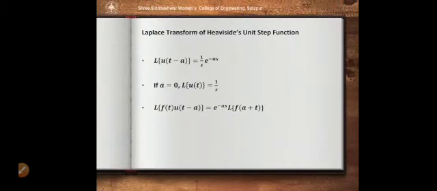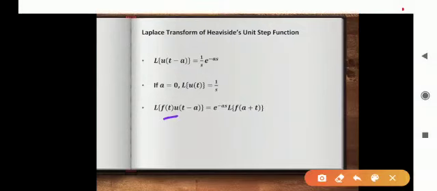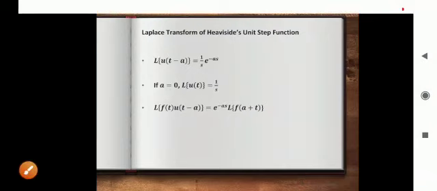Now if this function u of t minus a is multiplied by some another function f of t, then its Laplace transform is e raised to minus as into Laplace transform of f of a plus t. So here f of t has become now f of a plus t, and first we have to find this modified function f of a plus t, and then we have to find its Laplace transform using the previously studied methods or properties.